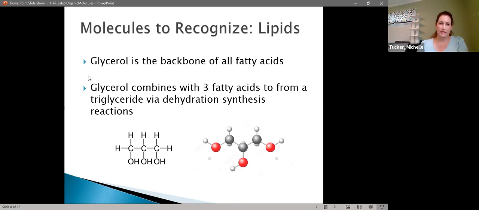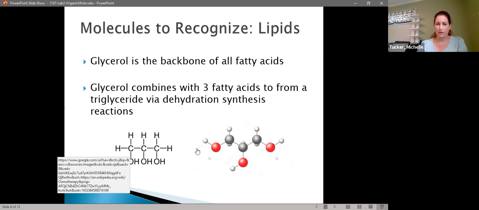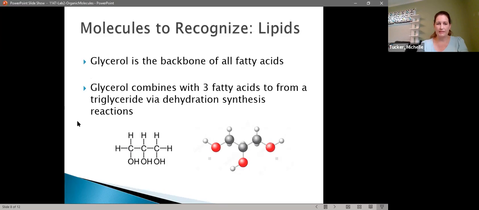So triglycerides start off with, this is called glycerol. This is the backbone, the structural beginning. And it has a linear structure of carbons, and then it has these 3 OH groups. And these are the ones that are going to participate. They're going to donate this hydrogen to attach fatty acids to form a triglyceride.